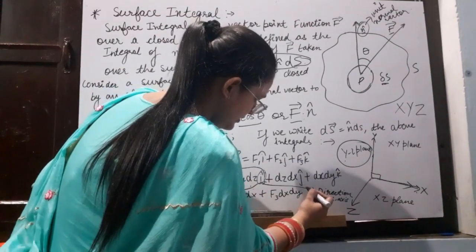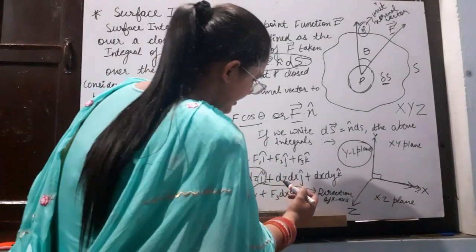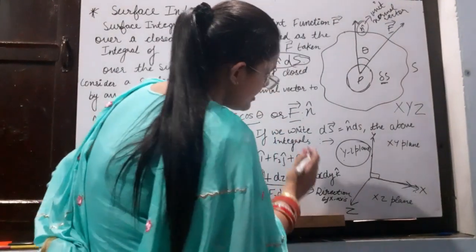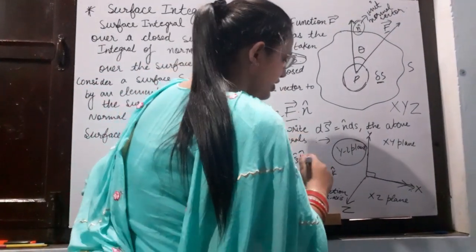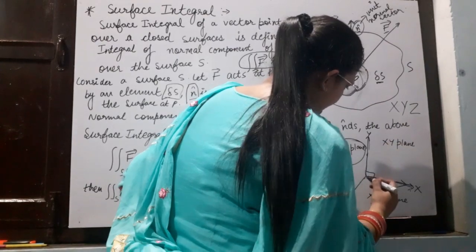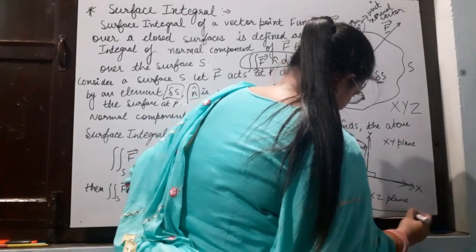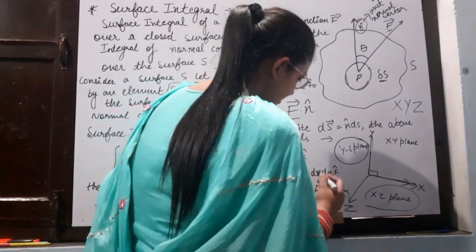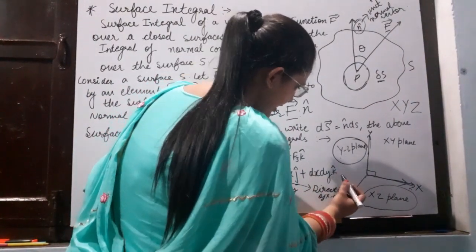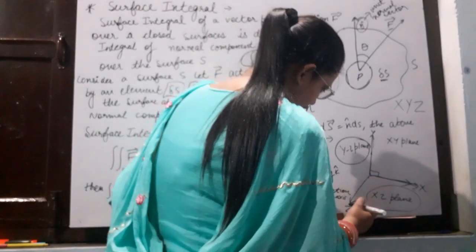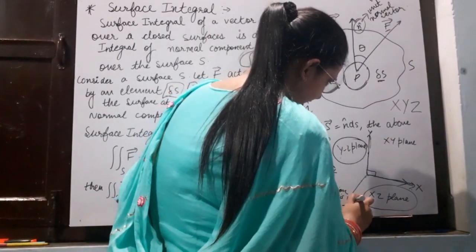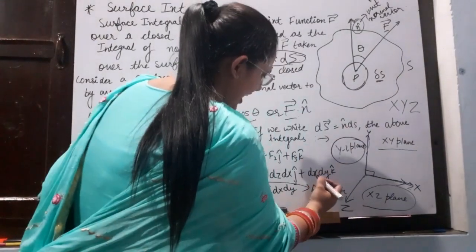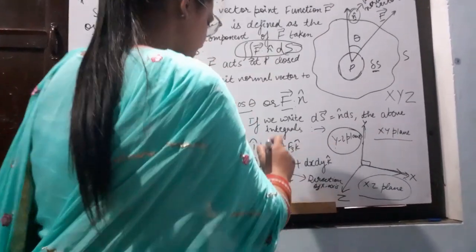Again, for j cap we have dz dx j cap, because j cap means the direction of the y axis, and the y axis is perpendicular to the xz plane. Similarly, k cap means the direction of the z axis. The z axis is perpendicular to which plane? The xy plane. So we write dx dy k cap.